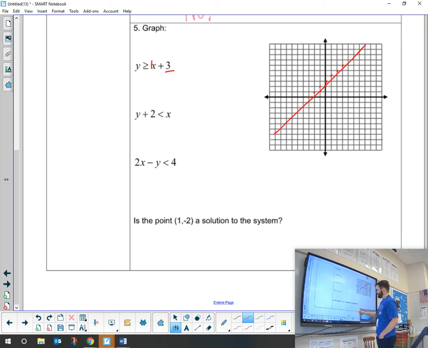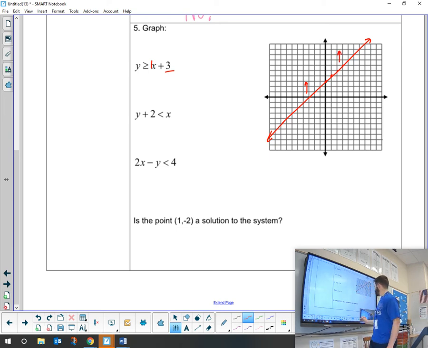So, oops, that is not a good line. Let's try that again. Let's erase this little dot. All right, let's try this. Okay, that's a lot better. All right. Okay, and we're going to shade above.